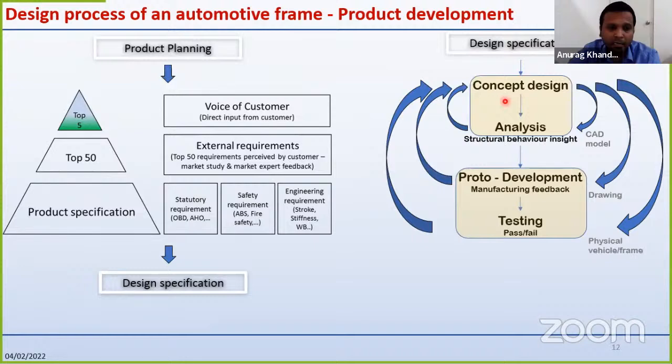We update the design, and based on the design, we release drawings for proto development. Then once a proto vehicle is made, we do testing, and both proto development and testing give feedback to concept design again. So there is a manufacturing feedback, even though it's not a full-fledged tool or hard tool. We get feedback from proto development, and testing also gives feedback. These tests are mostly designed to be relevant to customer user patterns. There are multiple forms of testing.